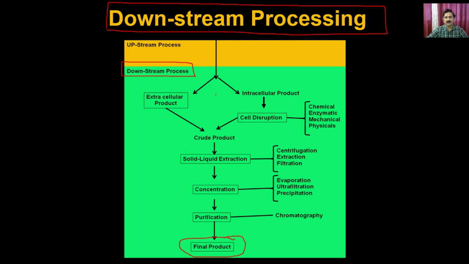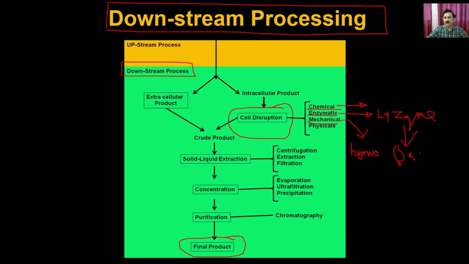Like this has a step where you have to utilize different types of cell disruption methods, whether it is a chemical method, like you can use some detergents, or an enzymatic method where you can use the enzyme called lysozyme. If you put the lysozyme, it is going to lyse the bacteria, right, E. coli. Then you can use the mechanical method. Mechanical method means you can use the homogenizers.